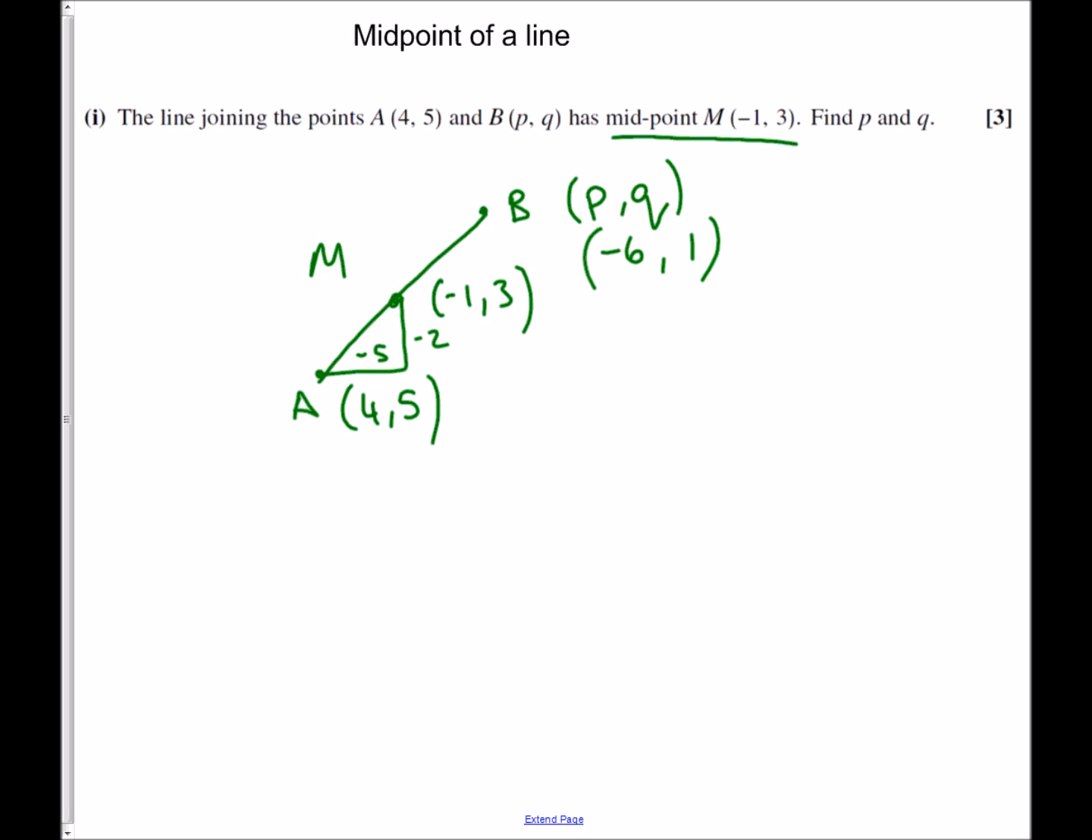So the question asks us to find P and Q. Let's make it very explicit to the examiner, but P is at -6 and Q is 1.